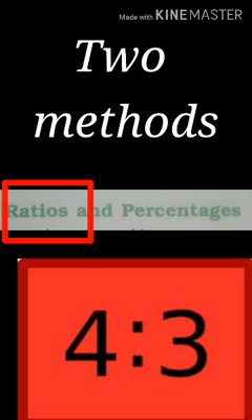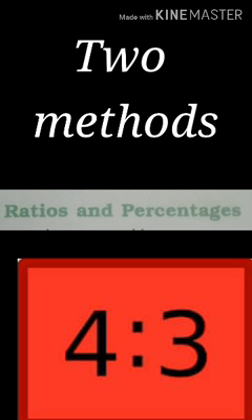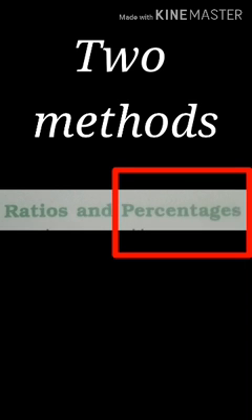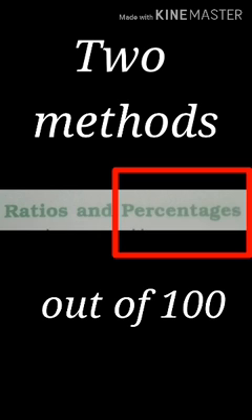Or we can say ratio means comparing two quantities or knowing how the two quantities are related to one another. Whereas percentage means out of 100. Percent: cent means 100, percent means out of 100. So these two are the methods to compare quantities, one is ratio and the other one is percentage. We are going to use these two in the chapter and solve the problems.